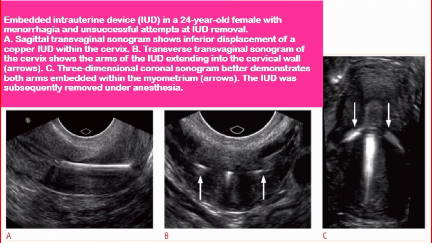C, a three-dimensional coronal sonogram better demonstrates both arms embedded within the myometrium. The IUD was subsequently removed under anesthesia.